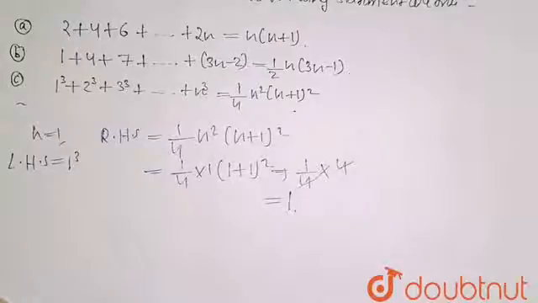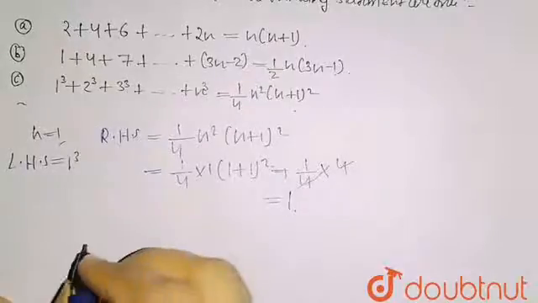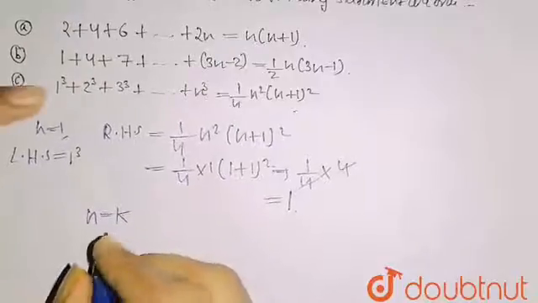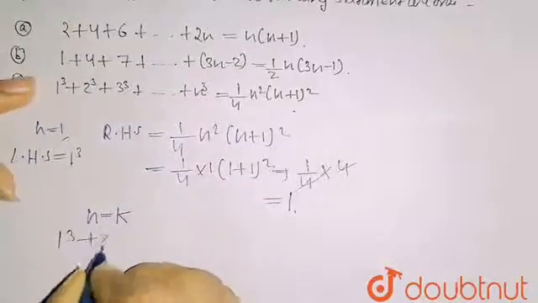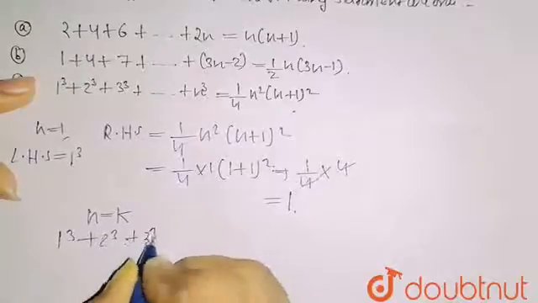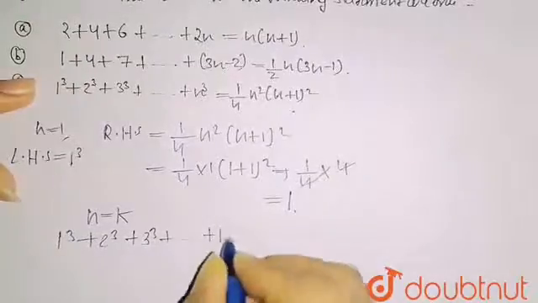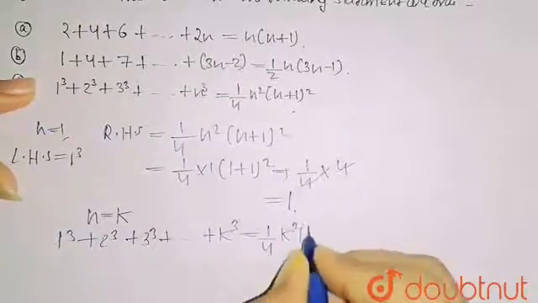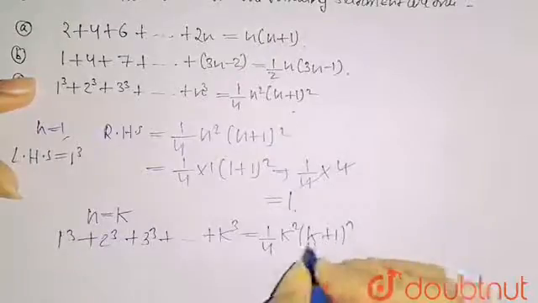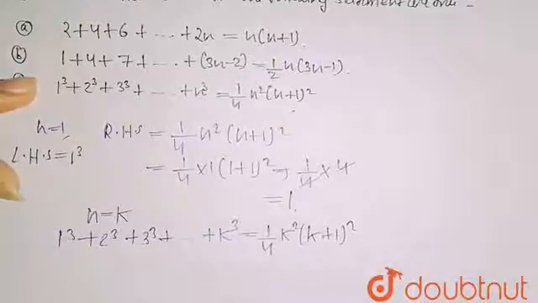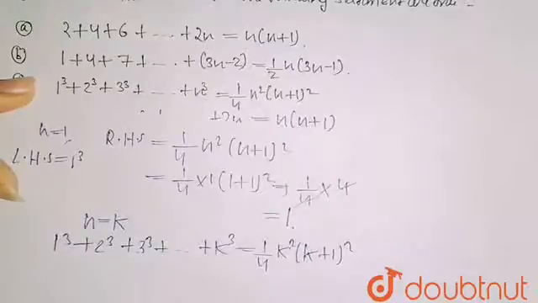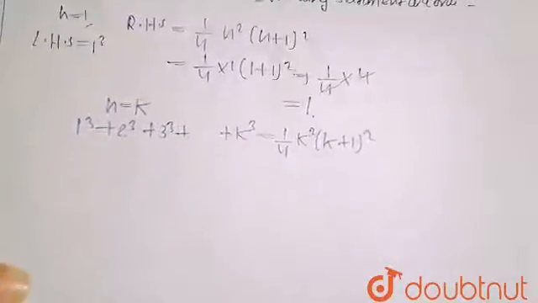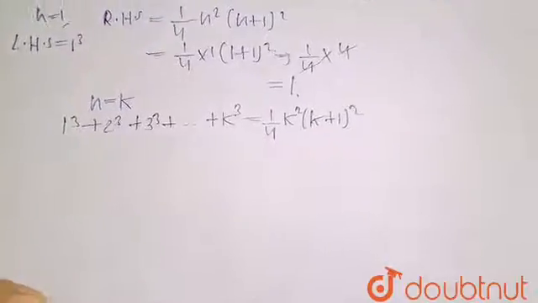Now assuming that the statement is true for n equals k also. So in the place of n I am putting k. What you will get: 1 cube plus 2 cube plus 3 cube and so on plus k cube equals 1 upon 4 k square (k plus 1) whole square. We have assumed that for n equals k, this condition is true. So we will prove the statement for n equals k plus 1 also.